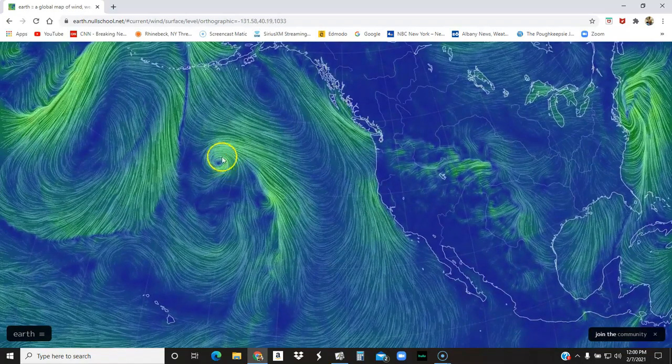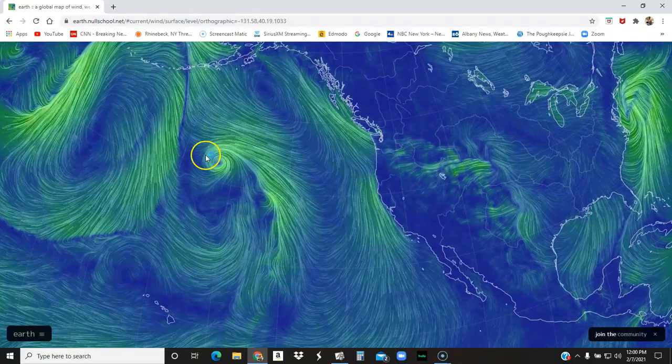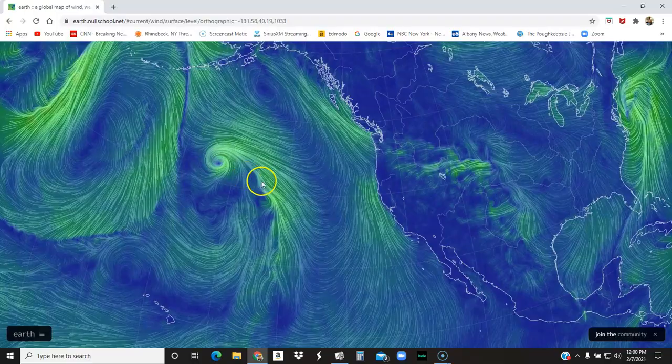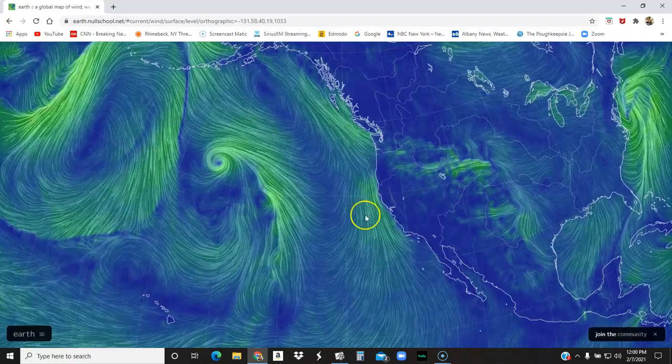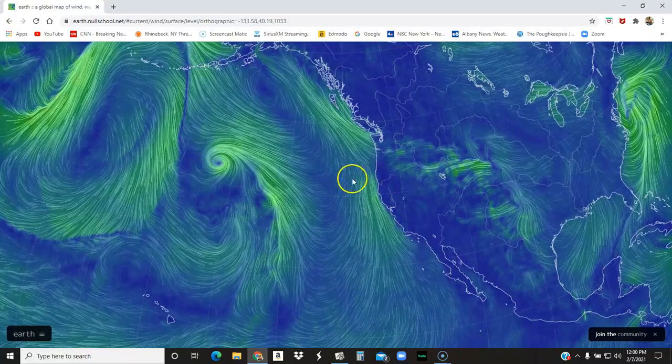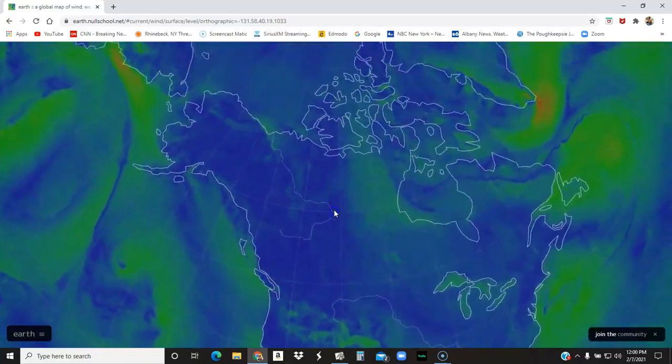See that storm right there? See how it's going counterclockwise, spiraling? That's another low pressure system right there. That storm's going to start pushing this way, hit the west coast, California, and then eventually come in our direction. But that's kind of cool how you can see that. And you can rotate this thing anywhere.